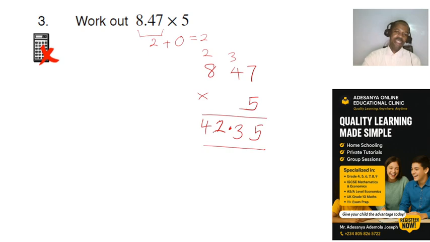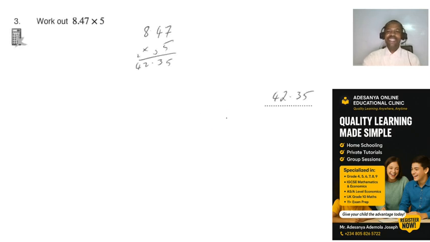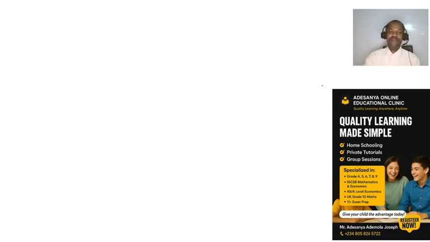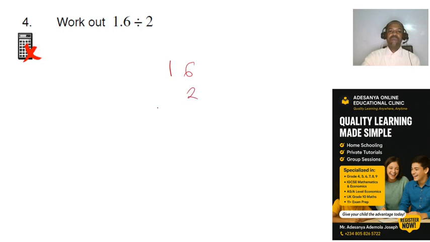So the final answer for 8.47 times 5 is 42.35. It's very simple, so simple like that, as you can see. So this is our answer. So let me look at number 4. We have 1.6, so I will present it as 16, then multiply by 2. 2 multiplied by 6, that will give you 12. You write 2, so the remaining 1, put it on top of that one, multiply 2 with 1, that is 2, plus 1, that will give you 3.